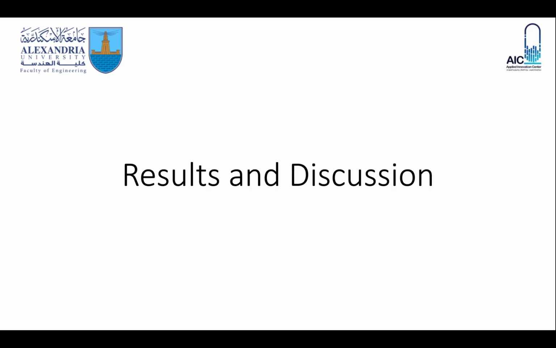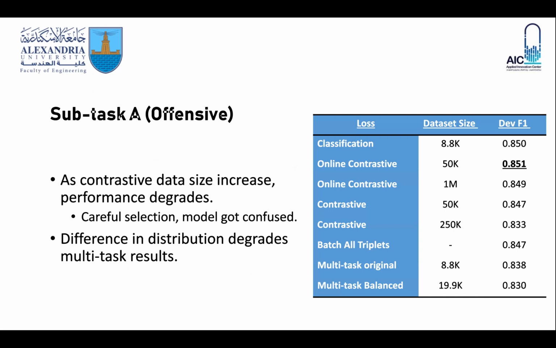The results and discussion. For subtask A, we tried everything: classification fine-tuning, contrastive, and multitask learning. We can see that online contrastive with 50K examples outperformed online contrastive with 1 million examples. The result may not be that significant, but it's still outperforming it. And we can see that the multitask learning, with both the original dataset and the balanced dataset, was not comparable to the results of both classification fine-tuning and online contrastive.